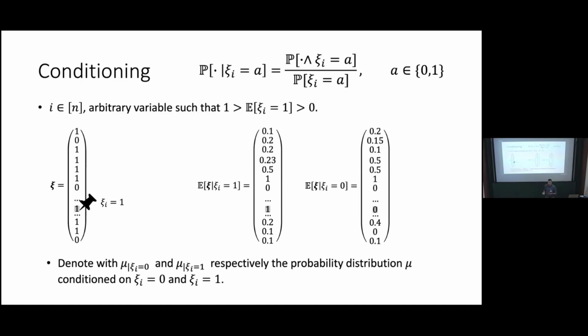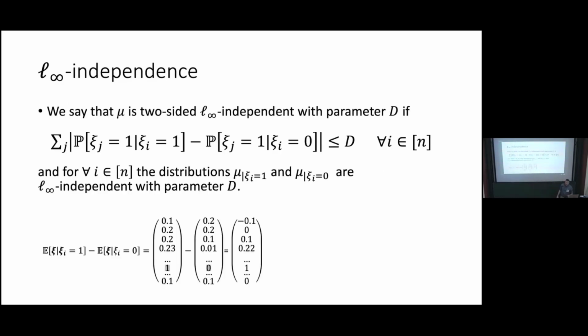And now we want to look at how much our original distribution mu changes when we know only one entry of the outcome. So we look at how much mu conditioned on X_i being 1 and X_i being 0 differs from one another. In particular, we can look at the difference between these two vectors.